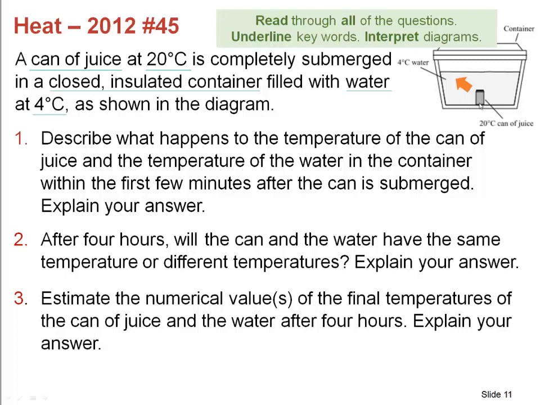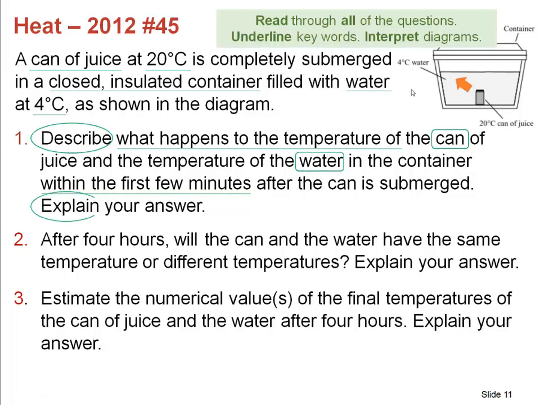So I can see the diagram. Here's my 20 degrees Celsius can of juice, and it's warmer than the 4 degrees Celsius water. And it's completely submerged, which means it's under. The container is surrounding all of that, and it says it's insulated, which means very little to none heat transfers outside of the container or into the container.